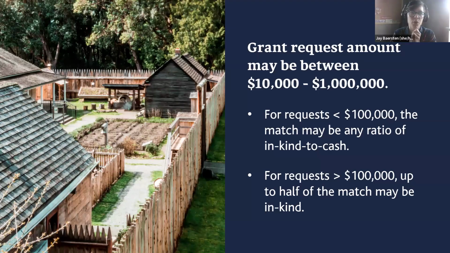Okay. Grant requests may be between $10,000 and $1 million. We'll talk more about the matching in a moment. But for smaller requests of $100,000 or less, you can have any ratio of match, cash or in-kind match. And this comes in really handy when you have very large in-kind donations, such as donating property or a professional donating their work, something like that.